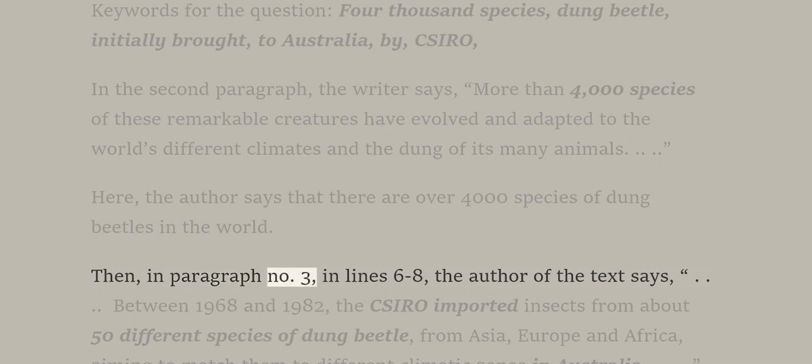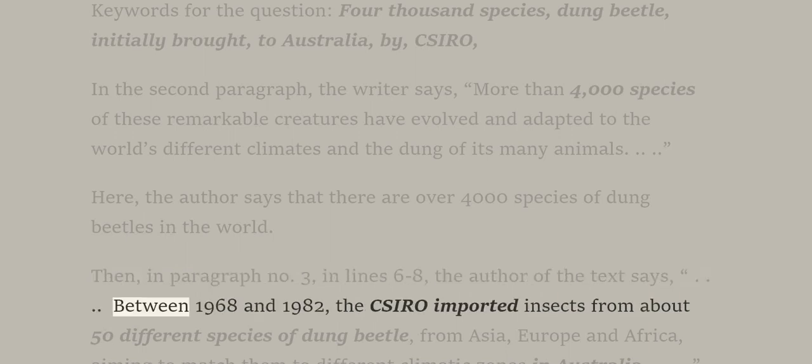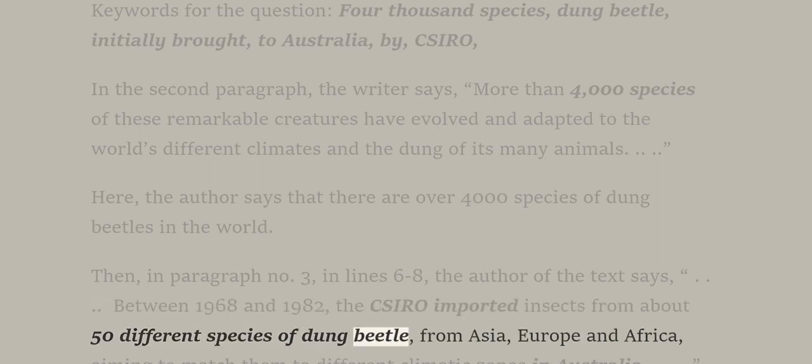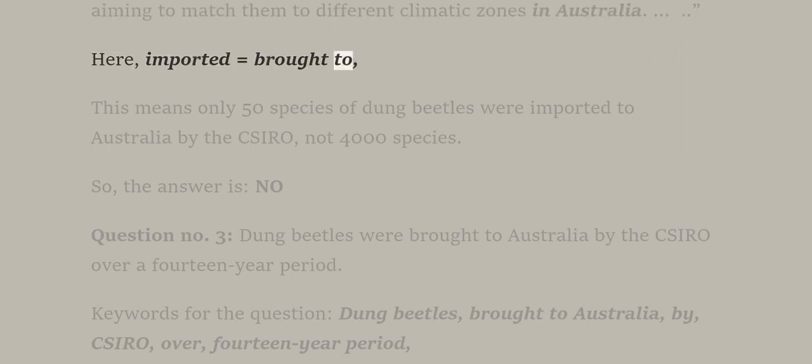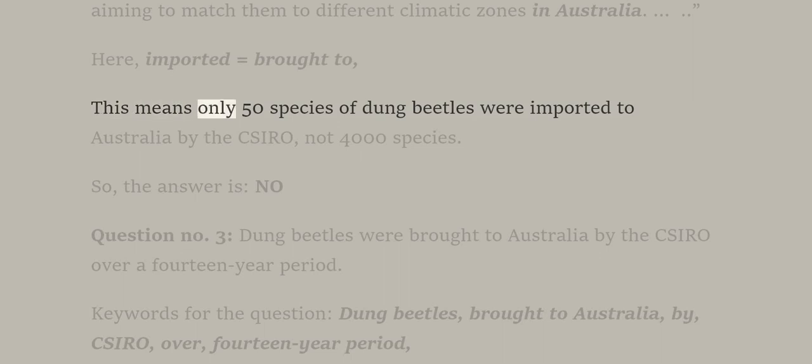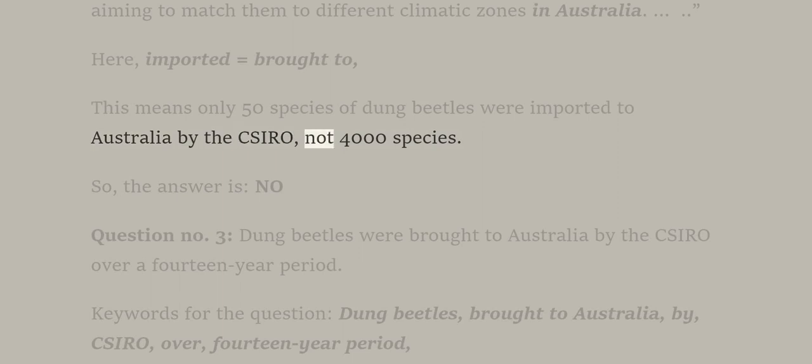Then, in paragraph number 3 in lines 6 to 8, the author of the text says, between 1968 and 1982, the Xero imported insects from about 50 different species of dung beetle from Asia, Europe and Africa, aiming to match them to different climatic zones in Australia. Here, imported is equal to brought to. This means only 50 species of dung beetles were imported to Australia by the Xero, not 4,000 species. So, the answer is no.